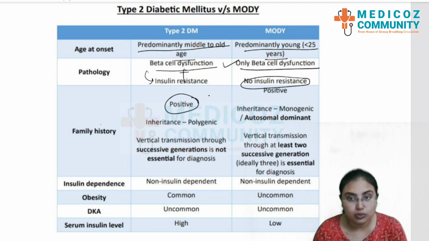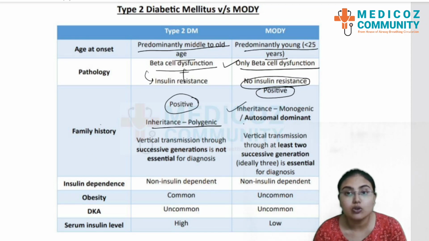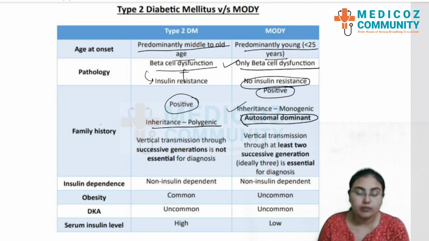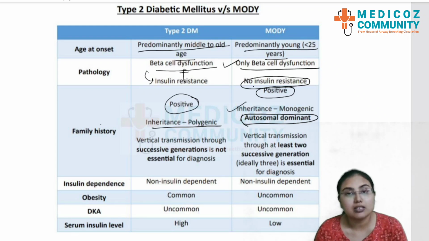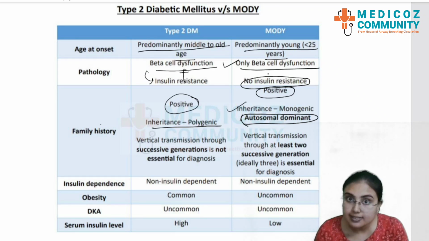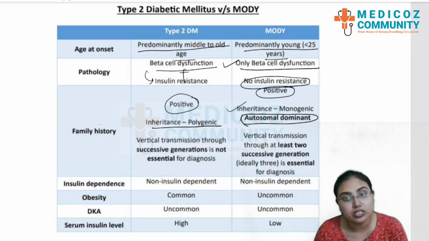Family history is positive in both scenarios. The inheritance is polygenic in type 2, while the inheritance is monogenic or autosomal dominant in MODY. So this is your next MCQ that I want you to concentrate on. They might ask you what is the inheritance pattern of MODY, or they might give you a clinical scenario where a young patient is presenting with diabetes, and this diabetes has been there in the family and it is autosomal dominant. So please remember that you might get confused between type 1 and you might get confused whether this is MODY. So these are the subtle clues that you have to look for.